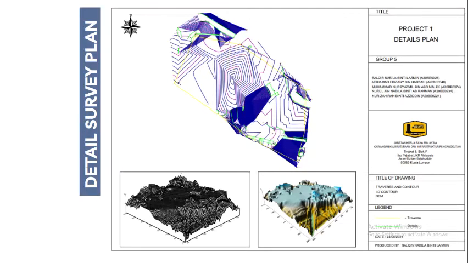This is our details plan. The data given, we key in into CDS software and then we form a contour. After that, we export the contour into DWG, and then we join the point of the detail. So as you can see, the yellow line is for traverse and the green one is for details.